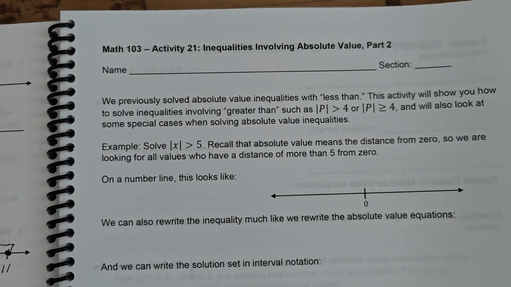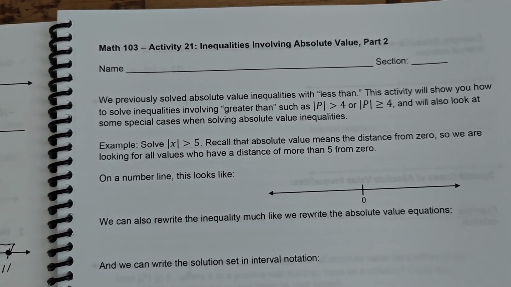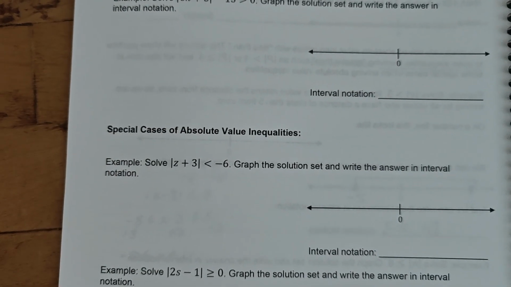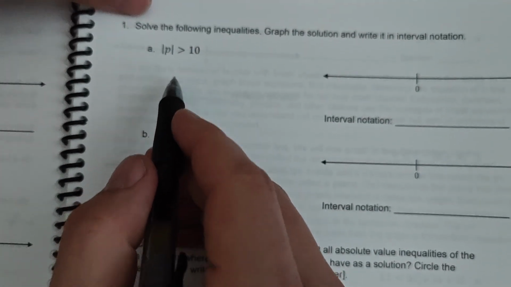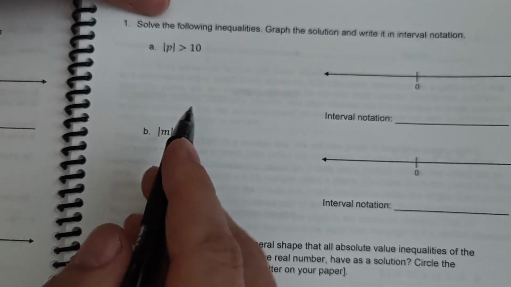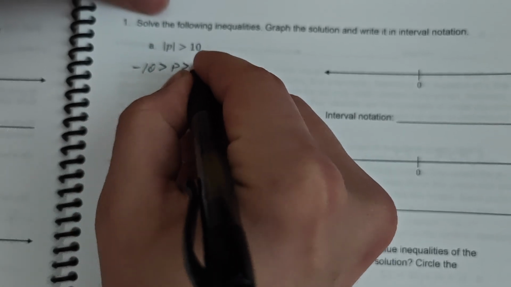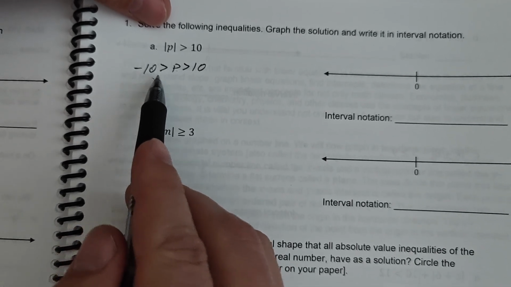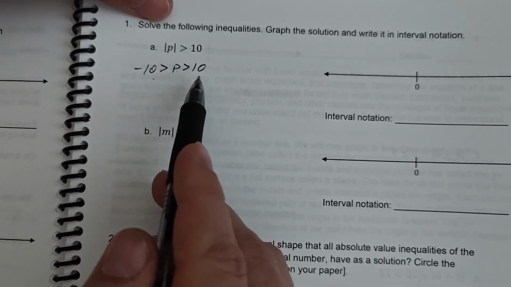Activity 21 continues on with absolute value inequalities to have the absolute value be greater than something, and also special cases of the absolute value. So absolute value greater than something, we can still sort of treat it the same, but when we get to the end of it, it will be a little bit different graphing. So we can still write negative 10 greater than p greater than 10, but the issue is with how this is ordered. Essentially this says negative number greater than something which is greater than positive number, which sort of looks like negative number greater than positive number.